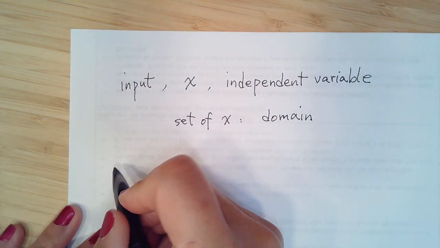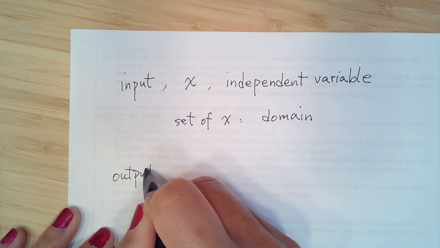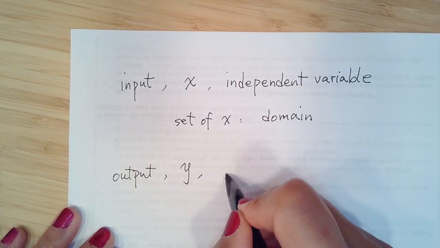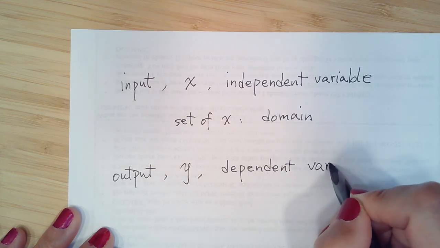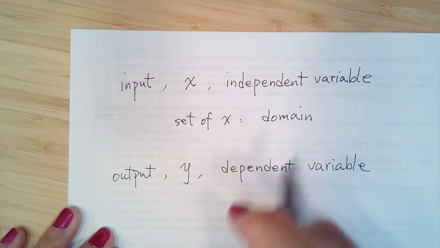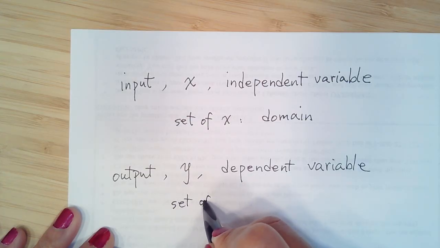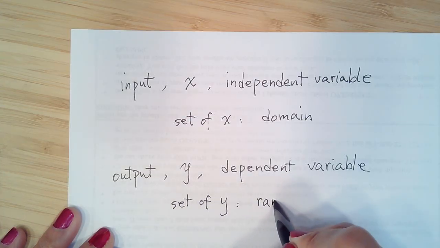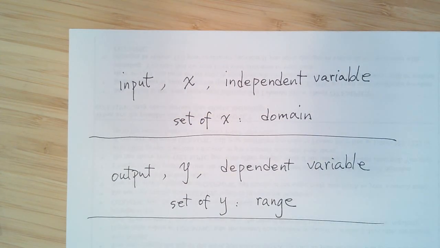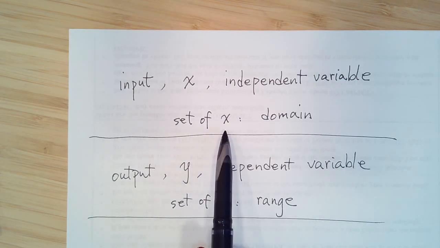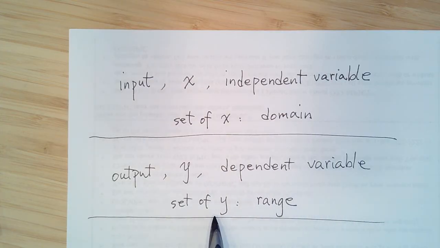Very similar, for the output we use y, and that is called the dependent variable, because y depends on x. And the set of y, what does that mean? That means all the possible y values. All right, now I want you to remember all those, so every time later when I mention domain, you know what it is. The domain is what x value could be, the whole set of x values, and the whole set of y values is called the range.